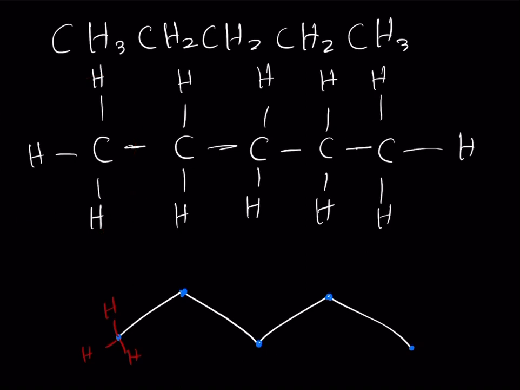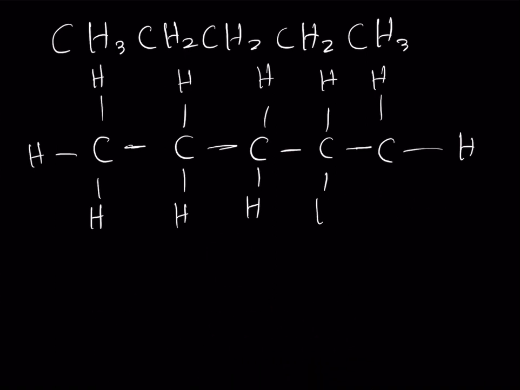In the middle, for example, let's say, look at this carbon. It has 2 bonds already, and we assume that it has 2 hydrogens. So it just makes drawing long structures a lot easier in organic chemistry.